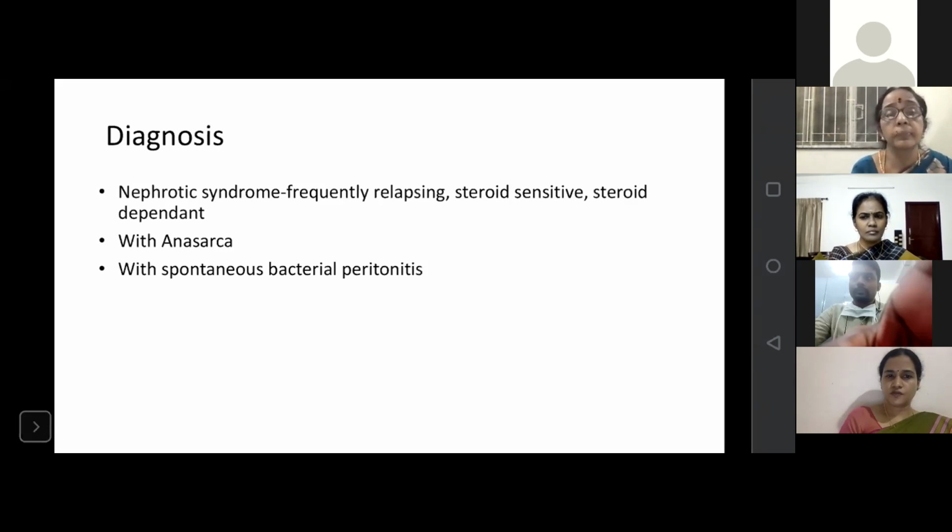So the definition of 2 or more relapses is usually in the initial 6 months of disease onset. So if you have a diagnosis of nephrotic syndrome and within the first 6 months of it you have 2 or more relapses, you can label somebody as frequently relapsing. Okay.